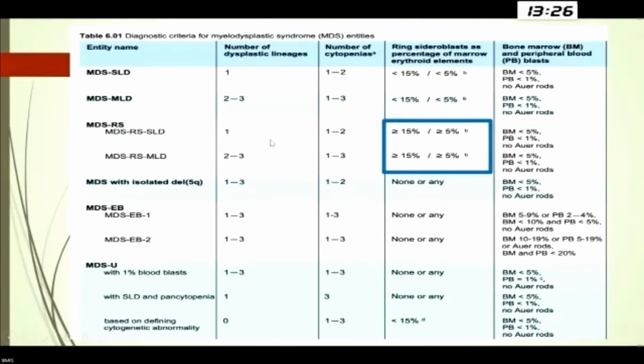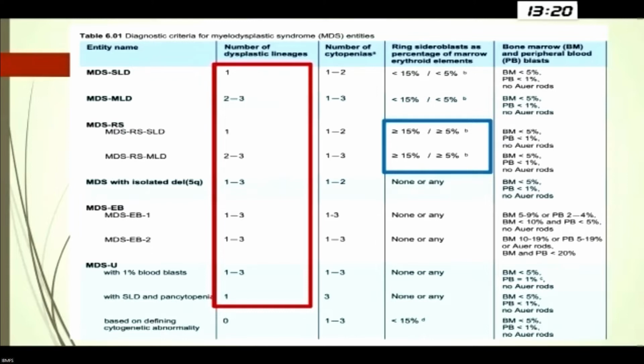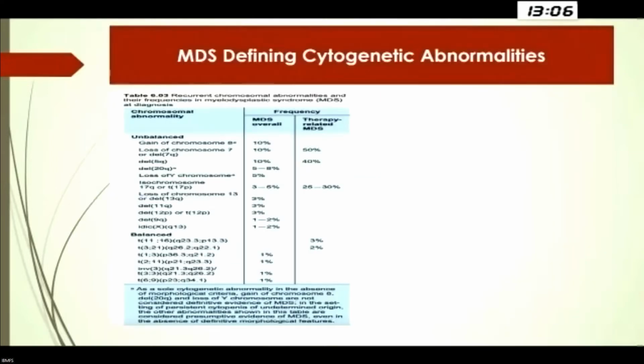Now, if you look at this classification, it is quite clear that almost all the subtypes of MDS require morphological evaluation of dysplasia in order to identify them, except for this last subtype, which is based on defining cytogenetic abnormalities. So it is now known that this list of mutations and cytogenetic abnormalities are MDS-defining cytogenetic abnormalities, which means that if a patient has any of these abnormalities with persistent cytopenia, the patient can be diagnosed as MDS even without the presence of morphological dysplasia.